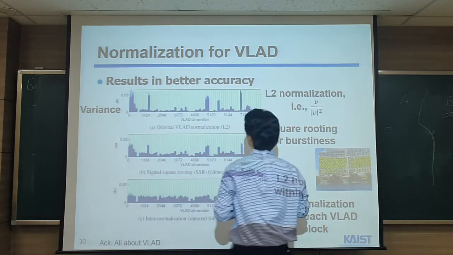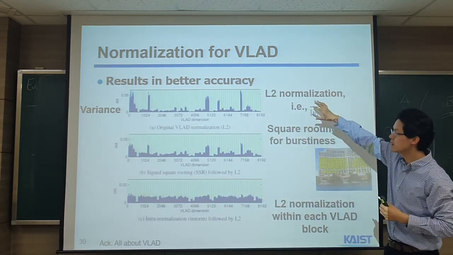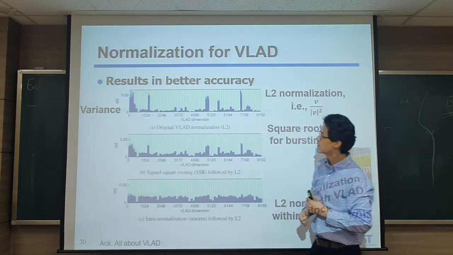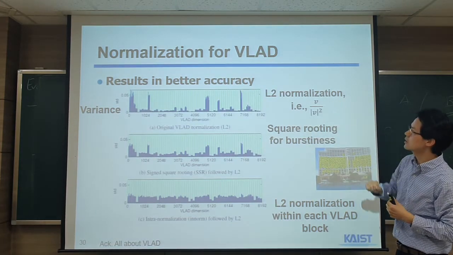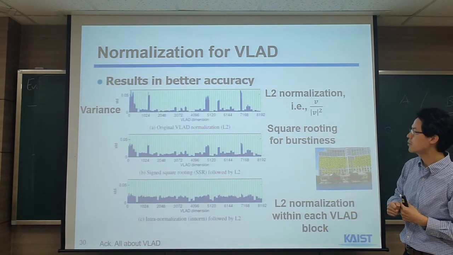So if we do the L2 normalization, in other words, if we normalize each individual dimension, each element, with the variance, then it has been shown that it gives us better results.